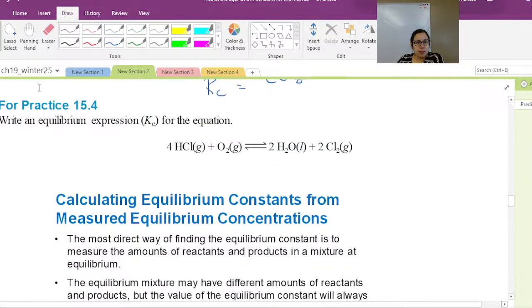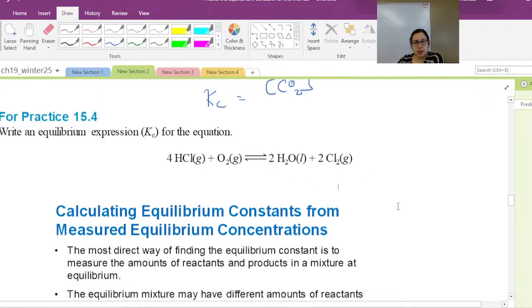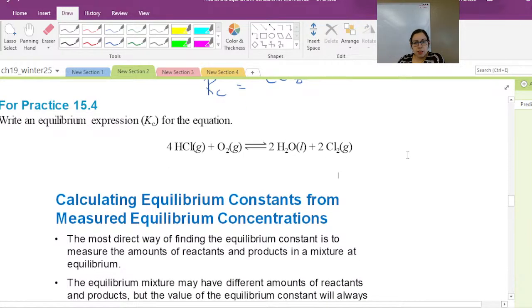All right, first, let's write our equilibrium expression. Let's just do a practice. Write your expression for this equation: hydrochloric acid plus O2 gives us 2 equivalents of water and 2 equivalents of chlorine gas.